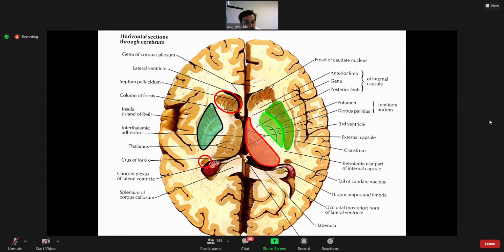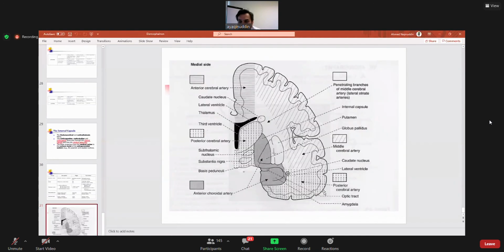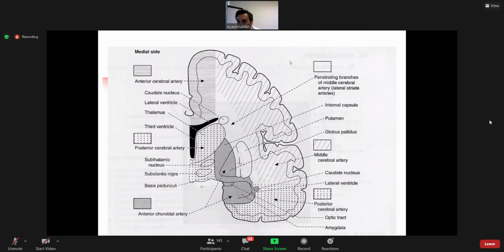So as we said, the genu and the anterior part of the posterior limb is supplied by the lateral striate branches of the middle cerebral, and the posterior part of it is supplied by the anterior choroidal artery. I'm just going to show you the blood supply picture, and you can make out from this. This is from High Yield Neuroanatomy, from which I took this picture. Can you see this blood supply picture now, you guys? Yes, doctor.